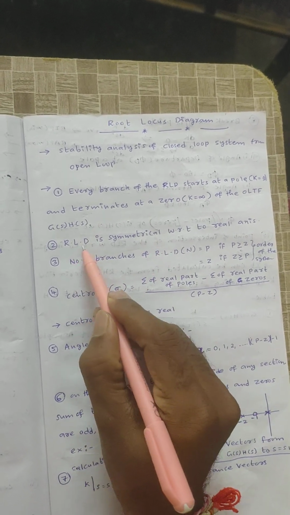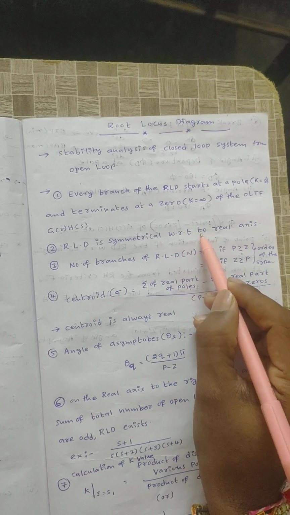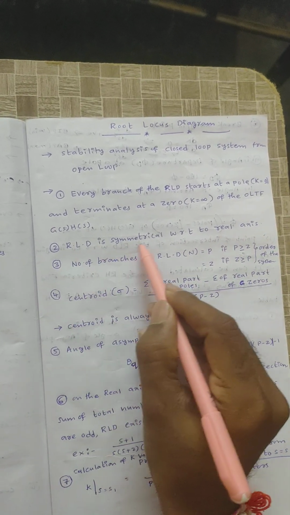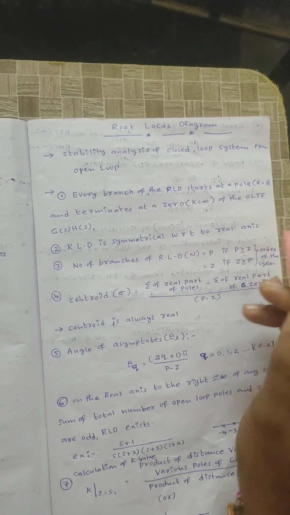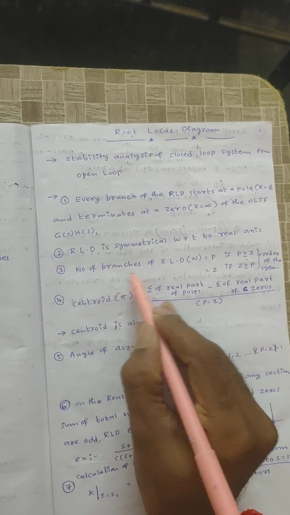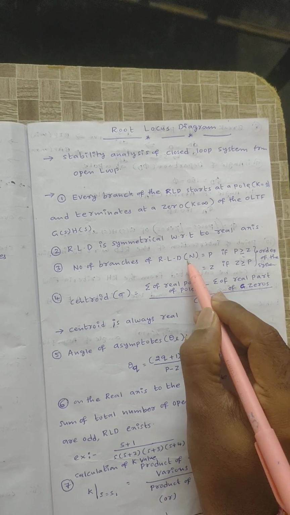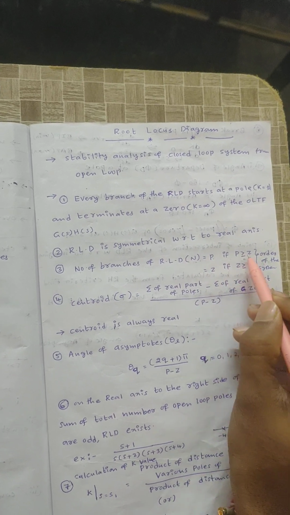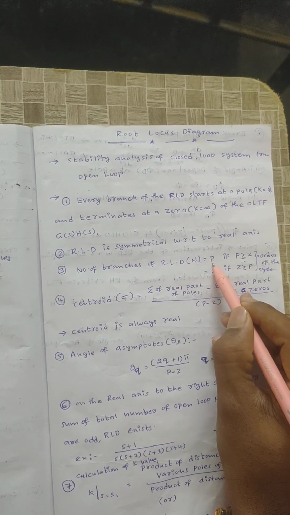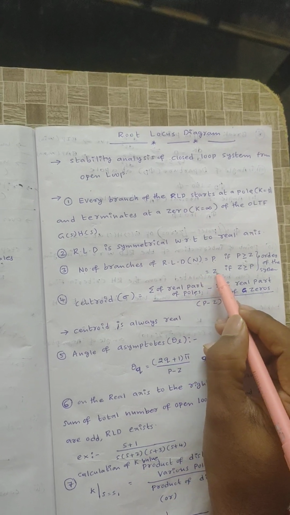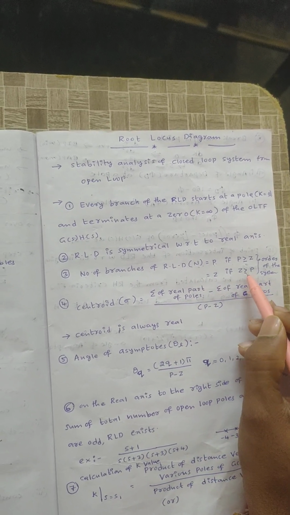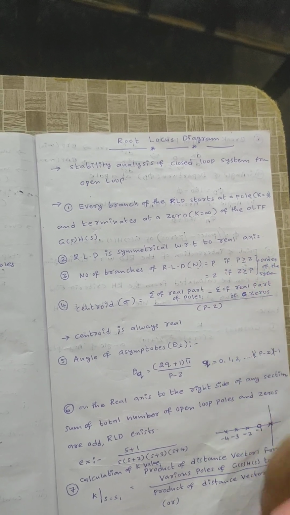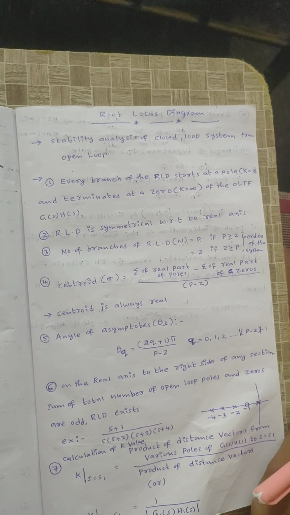Next, second point: the RLD is symmetrical with respect to the x axis, or real axis. Next, the number of branches of the RLD, where n is the number of root locus branches, is equal to P if the number of poles is greater than or equal to Z, and the number of branches is equal to Z if Z is greater than or equal to P. This value determines the order of the system.